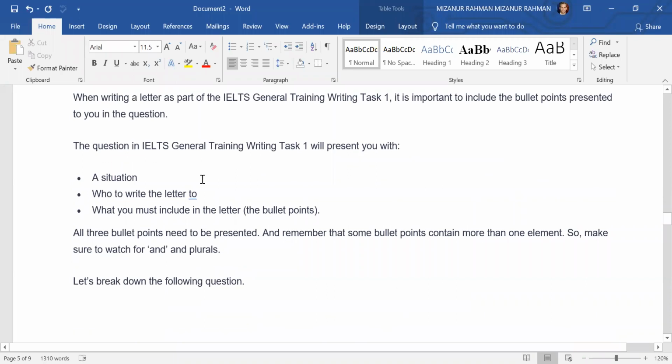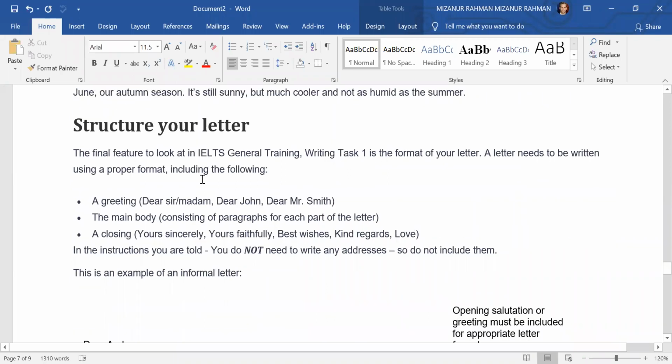Now we have already talked about using bullet points and how to do it, and the last thing is to structure your letter. So how to structure your letter, but before that, tell me how you end a letter. If you're writing a letter to your friend, then what would be the ending salutation? Faithfully yours or best wishes?